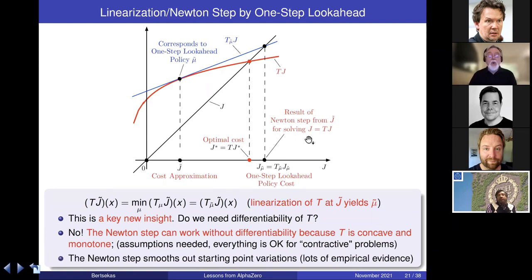And notice one more thing. The Newton step is very fast, has superlinear convergence. So it smooths out starting point variations. If you make variations to J tilde, there will be corresponding variations to J mu tilde, but these variations are tiny relative to these variations. So you may make some errors here, and these are smoothed out by the Newton step. And there's lots of empirical evidence to support all this.